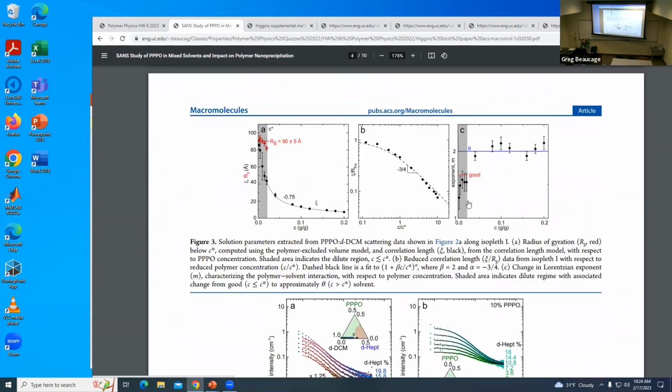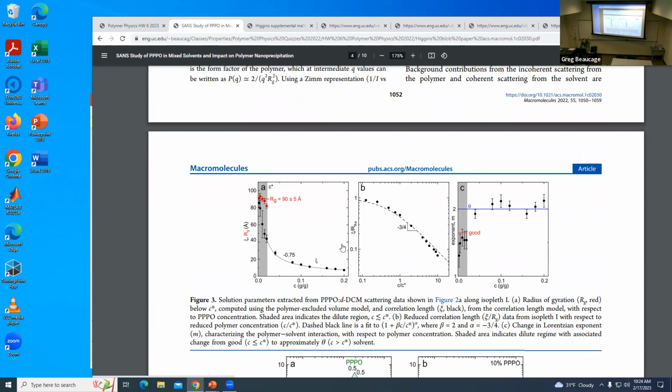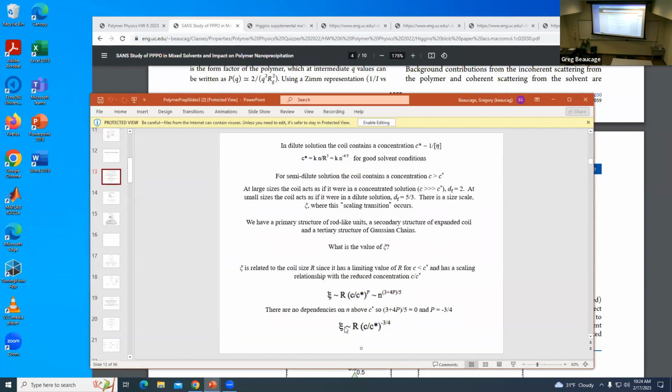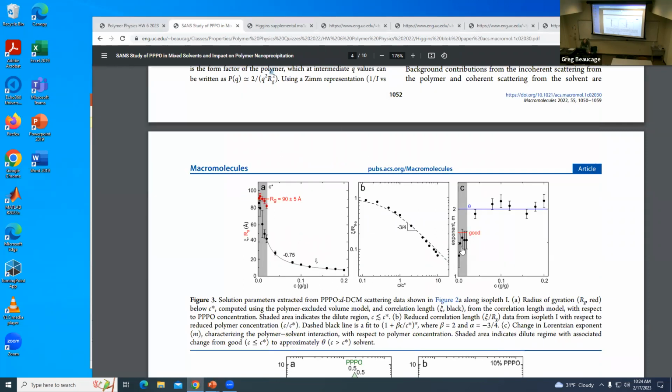So here he's got the 3/4. Remember, this thing ends up being the correlation length, or the blob size divided by R, which would go to the 3/4 power, right? That's what he shows here: the blob size divided by R versus C gives the 3/4 power. So that's pretty good.